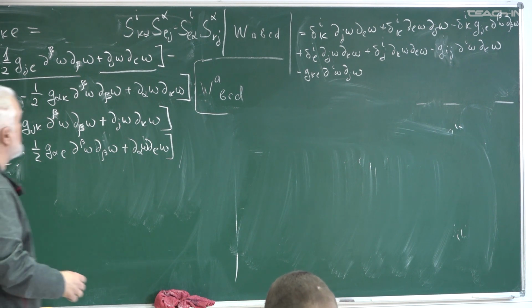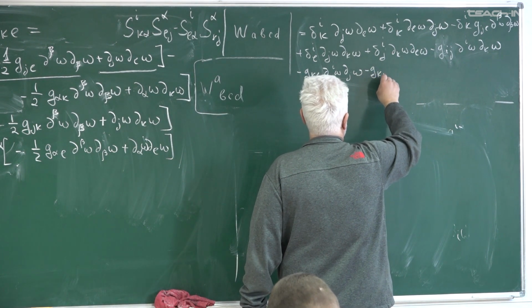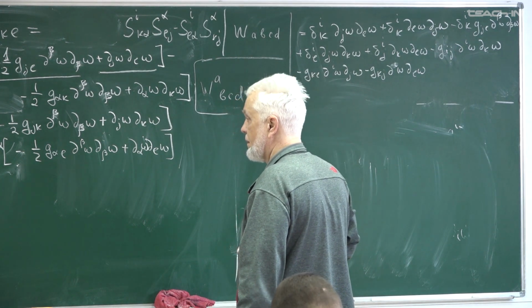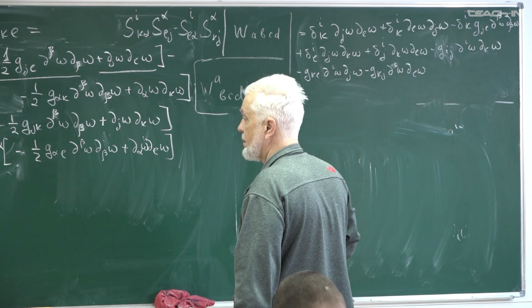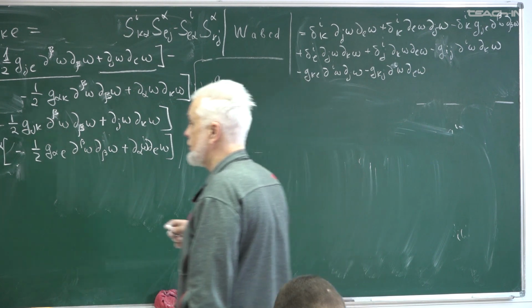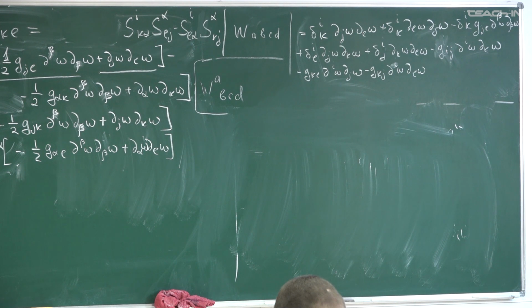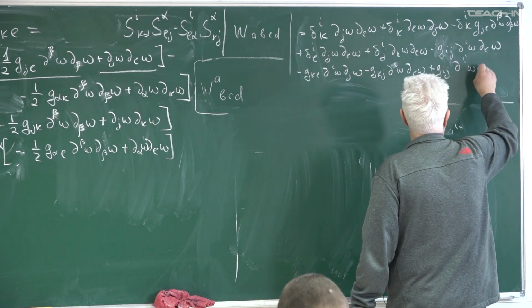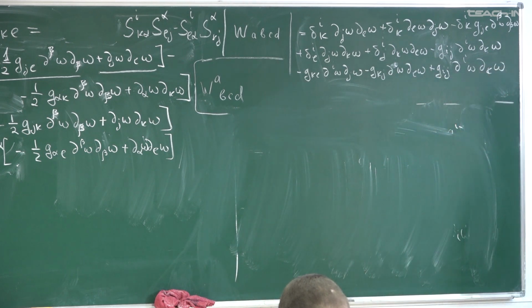The next term will be minus GKJ, J omega, GKL, plus the last term, plus GIJ, D, TK omega. Okay. First of all, I think these terms should vanish. Yeah.